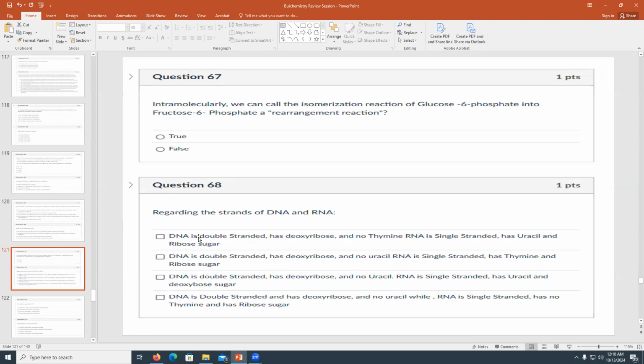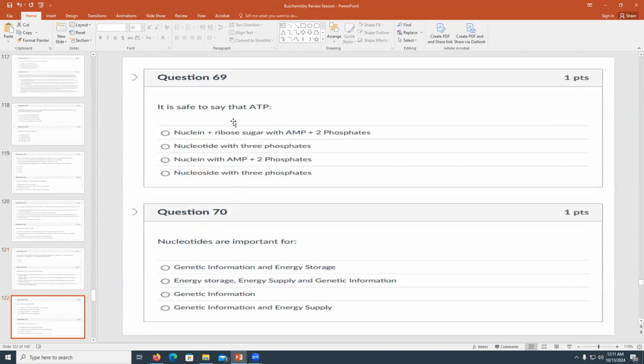Yeah, it's true. Regarding the strands of DNA and RNA, DNA is double-stranded, has deoxyribose, and thymine. RNA is single-stranded, has uracil, and ribose sugar. Perfect, that's the answer.